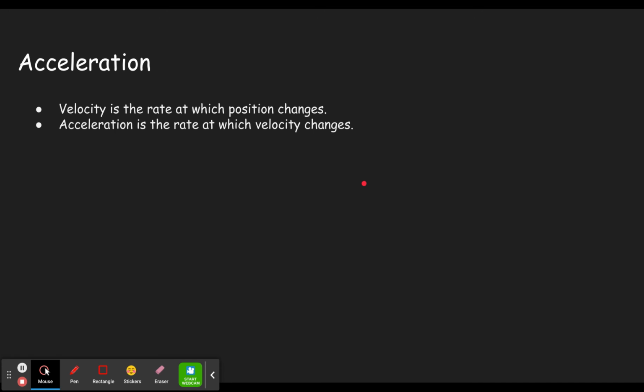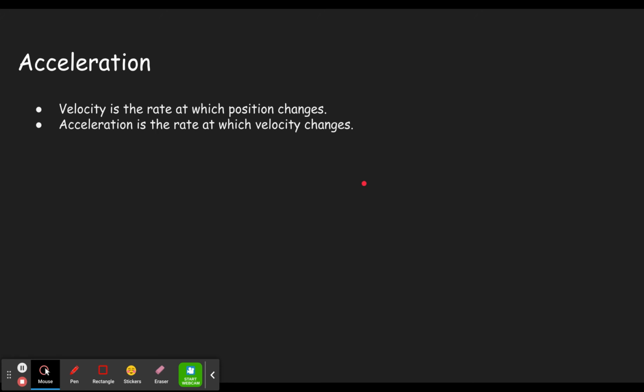If you picture yourself inside the object, in the cockpit or in the driver's seat of whatever the moving object is, and you were looking at a speedometer, which tells you your speed, or if you add direction, it would tell you your velocity, okay?